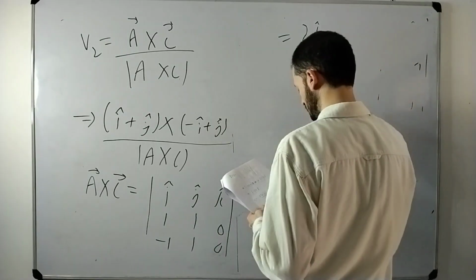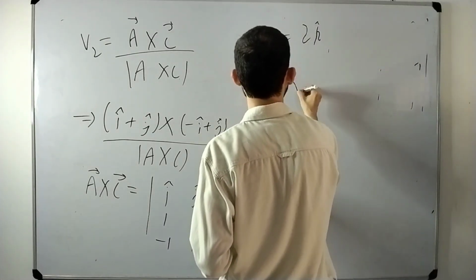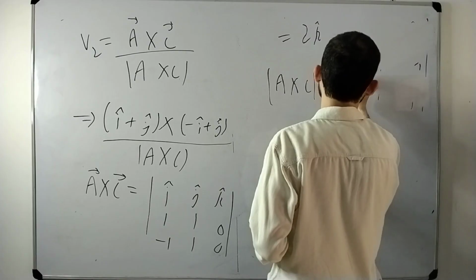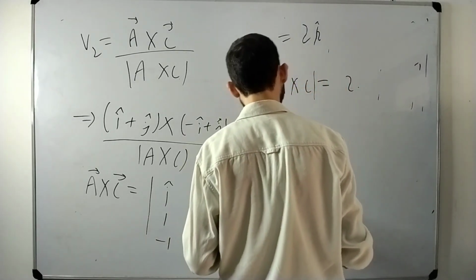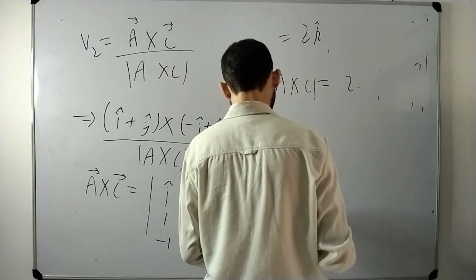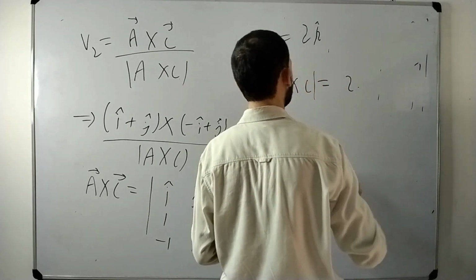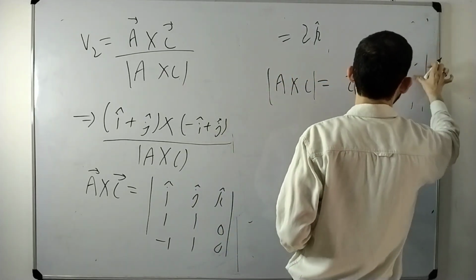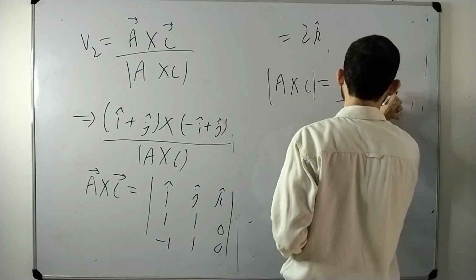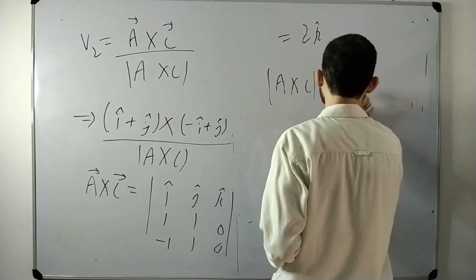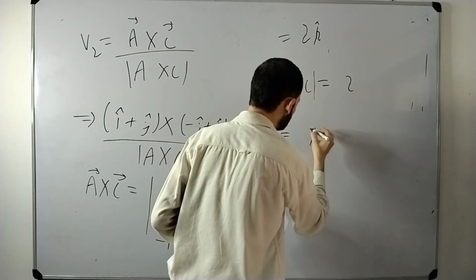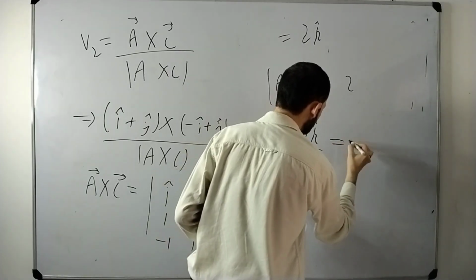Right, students? And 2K cap, modulus of A cross C is what, student? So what could be the modulus of it? 2 only, no? 2 square under root, yes. 2K cap, no, modulus is modulus, yes. Then V2 becomes 2K cap by 2, and this is K cap.